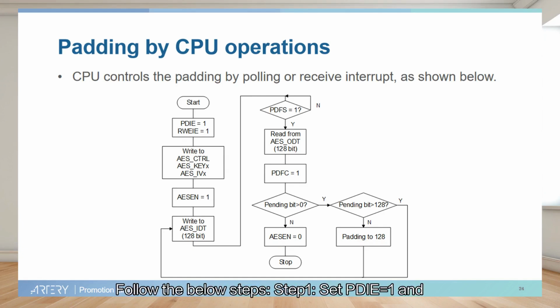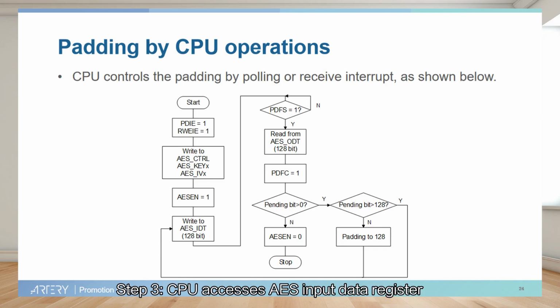Follow the steps below. Step 1. Set PDIE equals 1 and RWEIE equals 1 in the AES_CR control register to select the receive interrupt method. Step 2. Configure the AES control register AES_CR, AES key register AES_KEY, and AES initialization vector register AES_IFX, and then set the AES_EN bit in the AES_CR control register to enable AES.